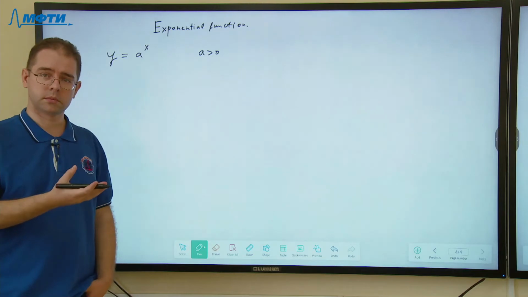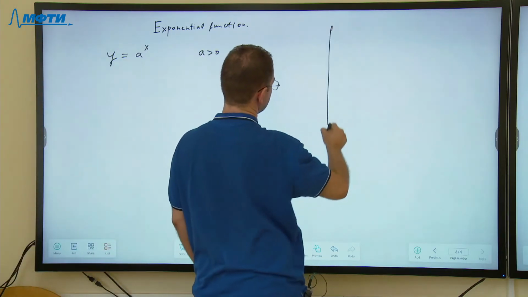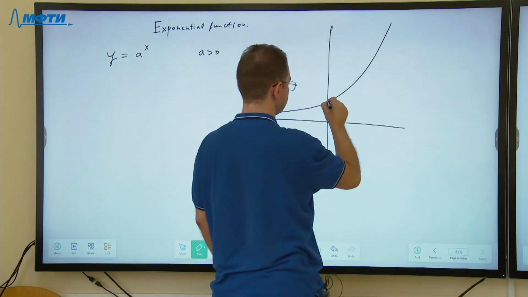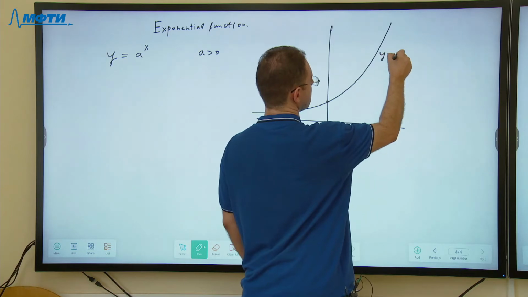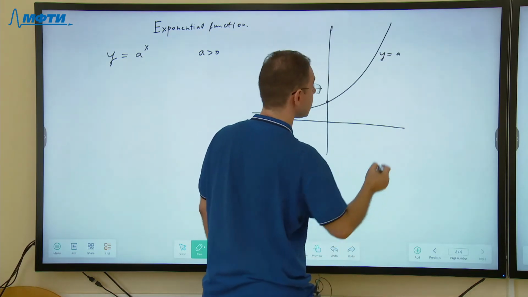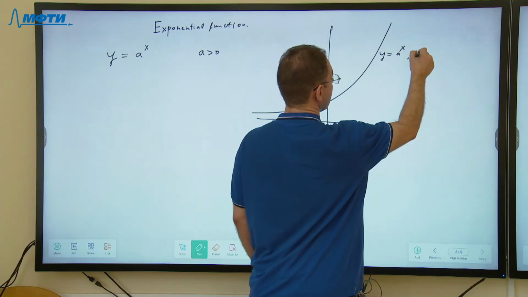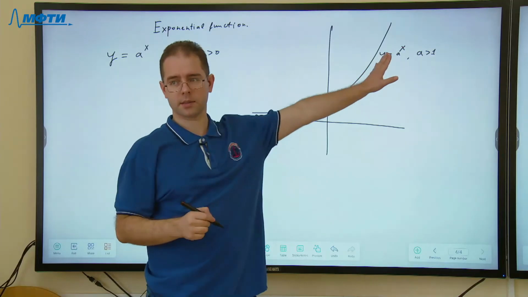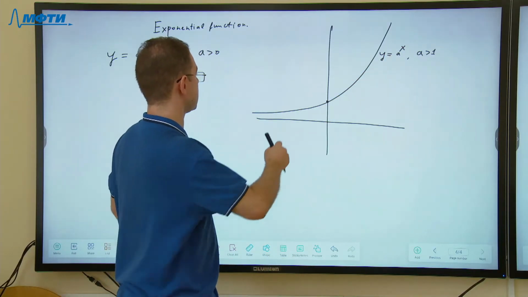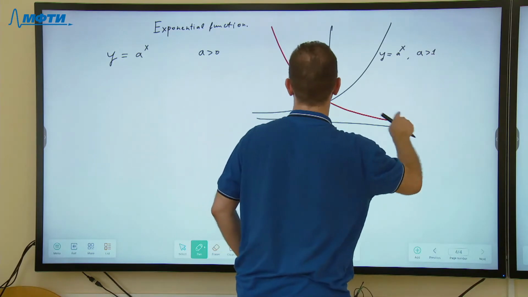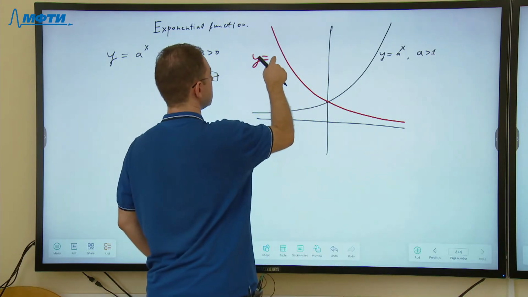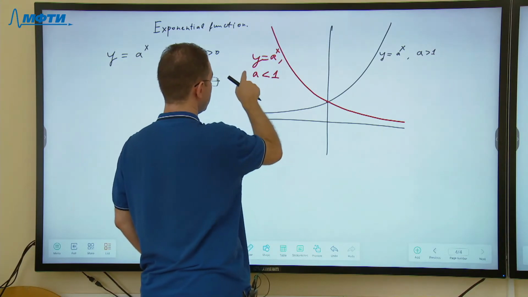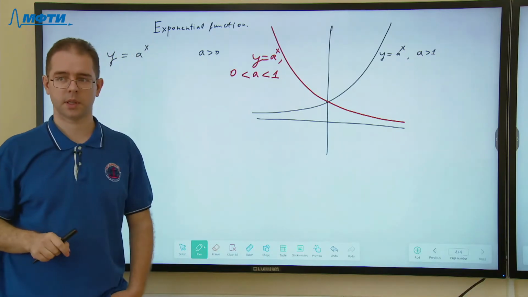We can draw the graph of this function. It looks like this. For example, maybe 2 power x or something like this. y equals a power x. If a is greater than 1, it looks like this. If a is less than 1, I will try to draw it like that. This is y equals a power x, a is less than 1 but greater than 0. Looks like that.